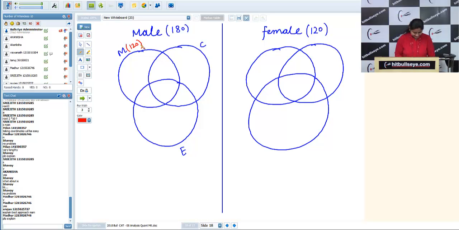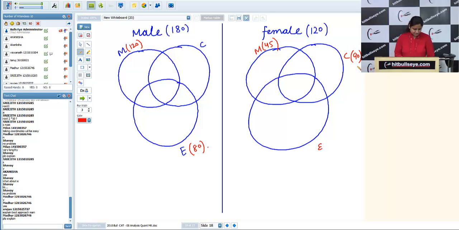And of the male students, 80 studied electrical engineering. So the total should be 80 here. Of the female students, 45 studied mechanical engineering, and 90 studied civil engineering. A campus survey revealed the following additional information.